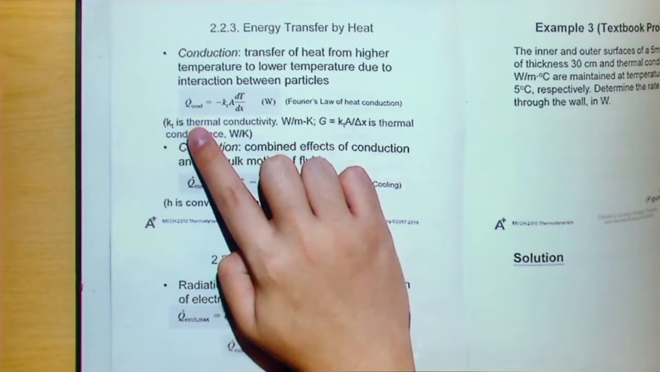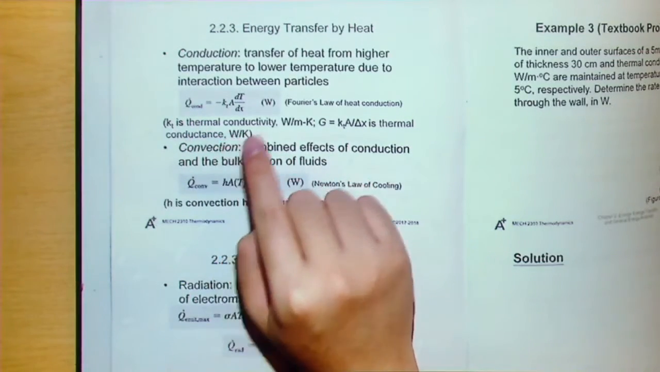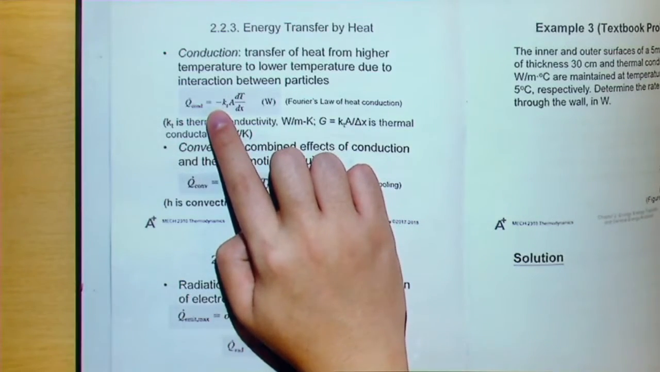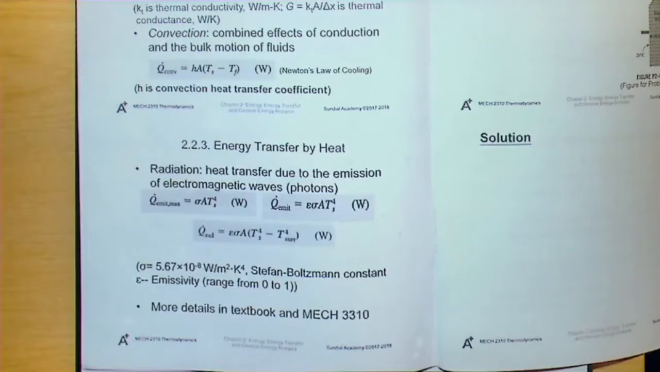Okay, so the whole expression will be equal to Q conduction equal to G times delta T. Here we have a negative sign because the heat transfer must flow from a high temperature to a low temperature, so we'll have a minus here. Another type of heat transfer will be convection.